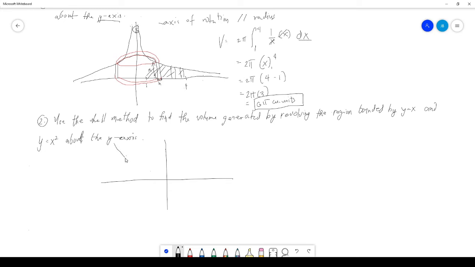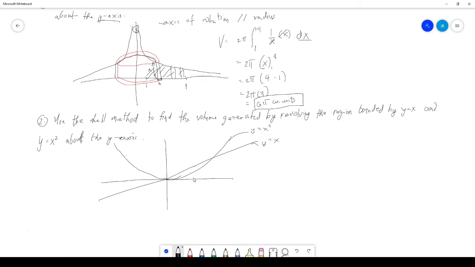So this is a parabola, which is y is equal to x squared. And we also have a line. So this will be our line. Okay. So this is our y is equal to x squared, and this is y is equal to x. Now we are going to rotate again about the y-axis.